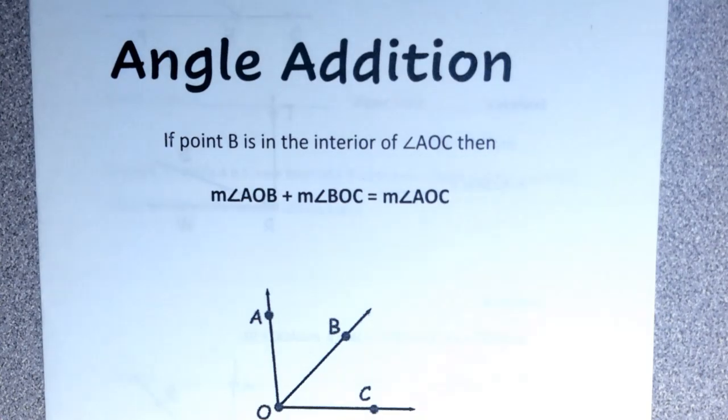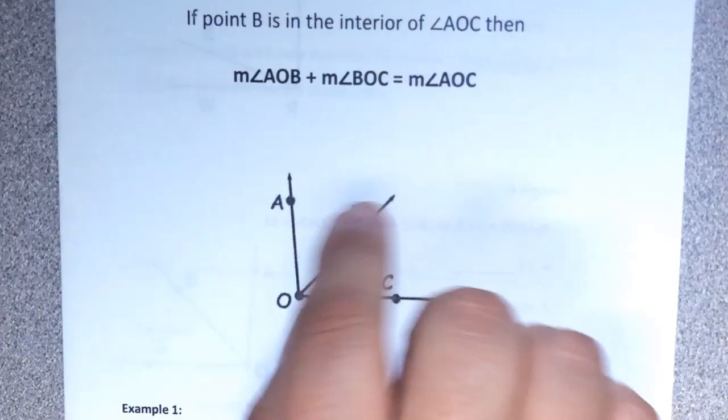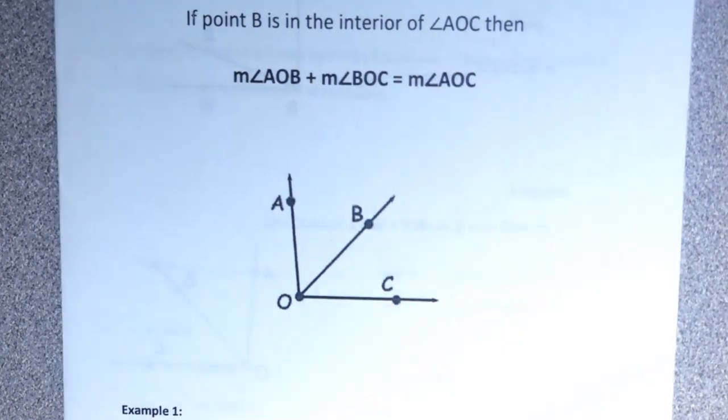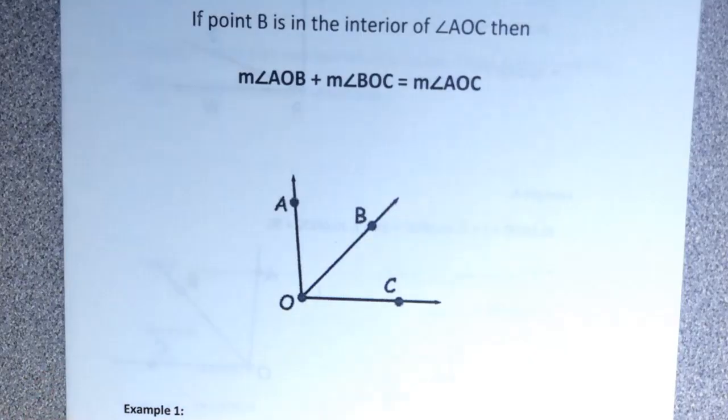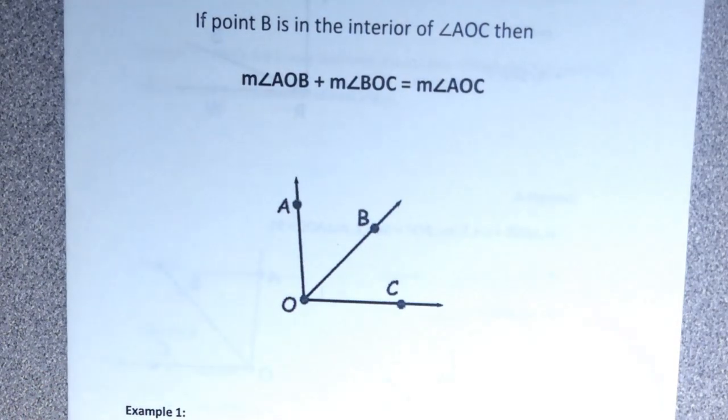Today's lesson is going to be all about angle addition. For angle addition, your point B is in between your angle. It's not exactly in the middle. Yesterday we did angle bisectors. What does an angle bisector do? It divides it right in half.